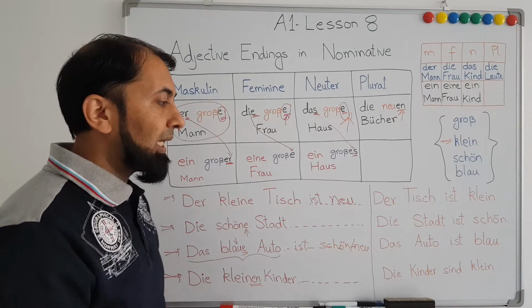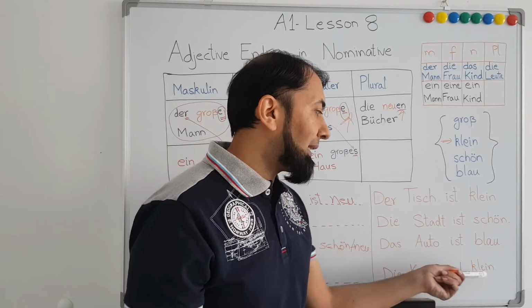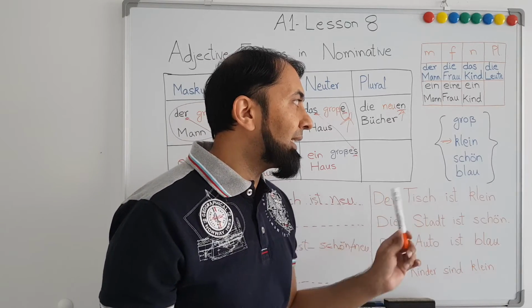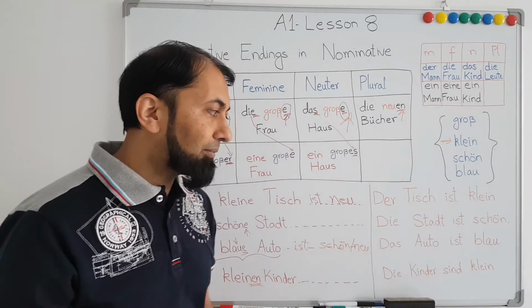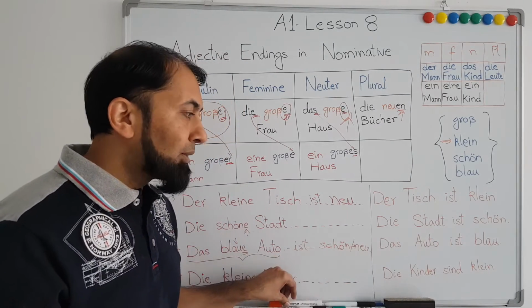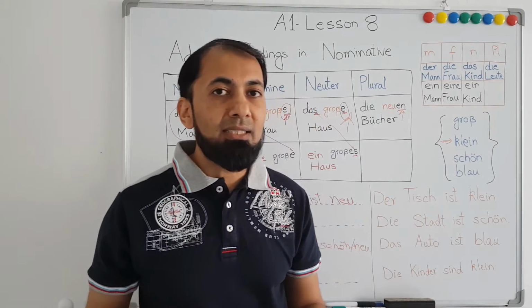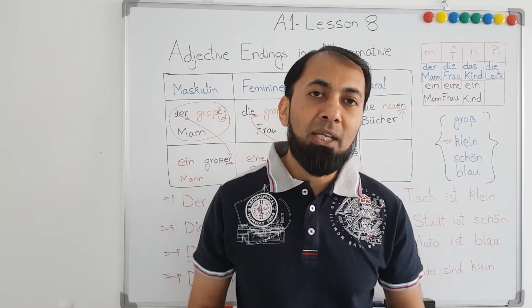But if we want to say the kids are small, die Kinder sind klein, here the klein will remain klein in the basic form because this adjective is coming after the noun. So this is how we use adjectives, and this is how we have to change the ending of each adjective in nominative case.